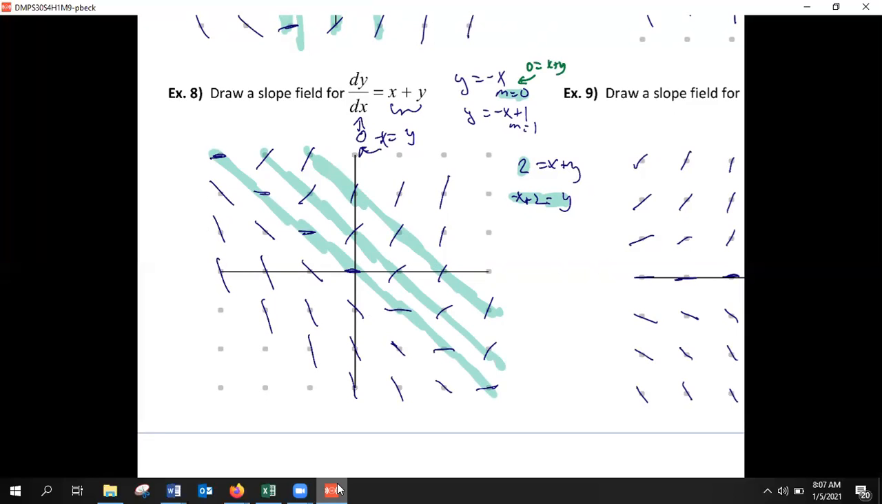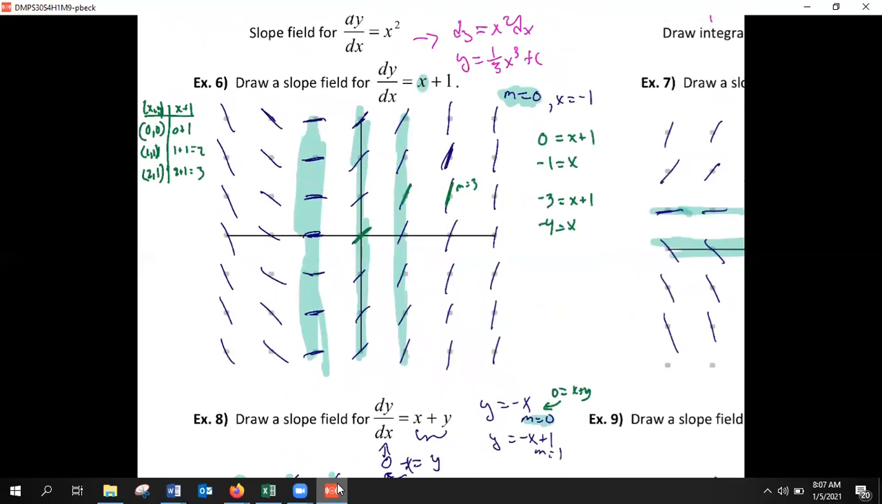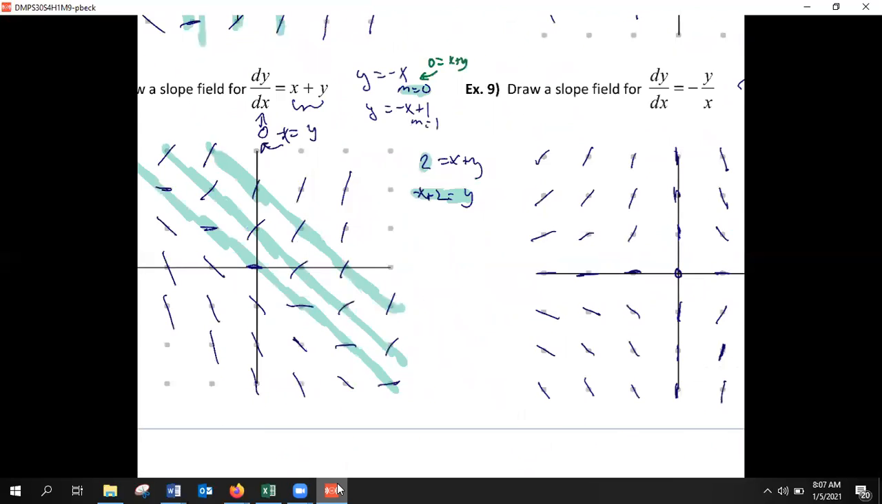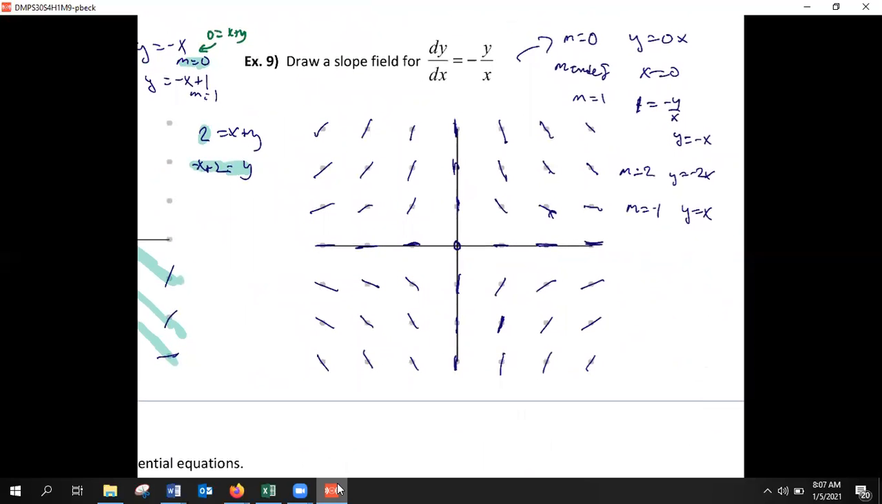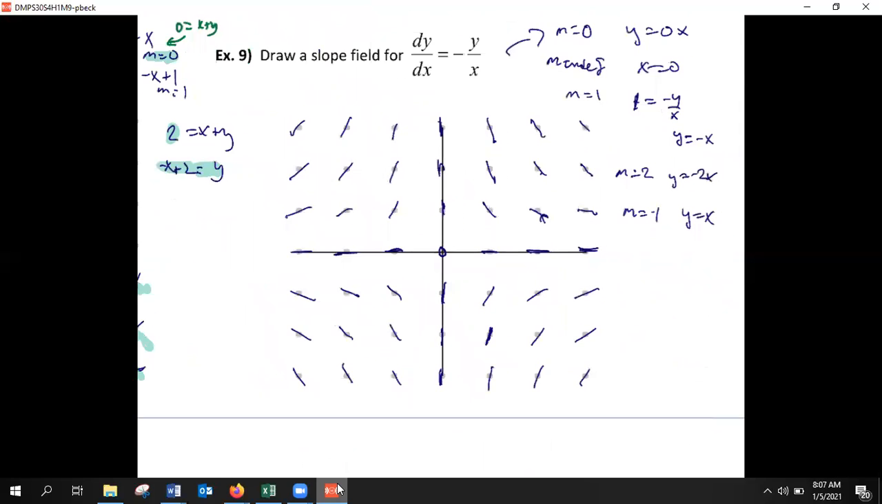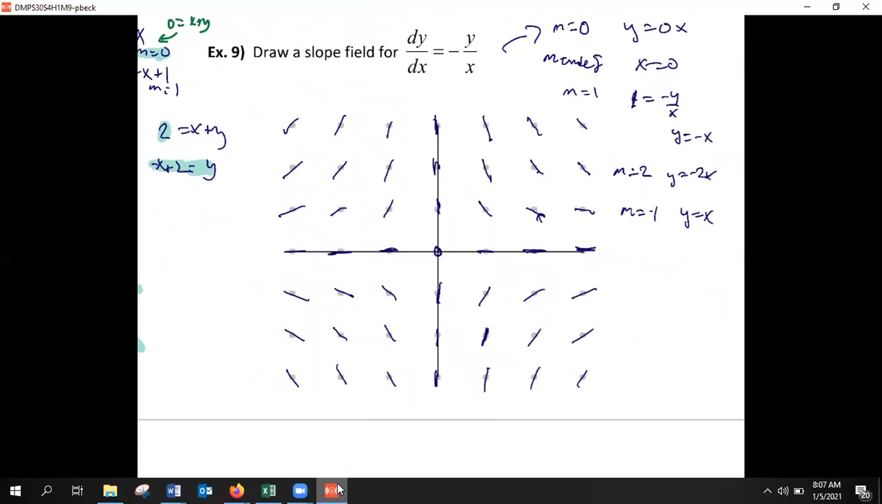What happens if you can't find the pattern that easily? You're just going to have to start plugging in some x's and y's, and we'll go through the slow, tedious approach. Now, slow and tedious doesn't mean it's necessarily bad, it's just slow and tedious. For this one, draw a slope field for when dy/dx is negative y over x. As I mentioned before, one of the ways that we can do this is by finding patterns. Whenever x is 0, I'm going to have some undefined slopes.